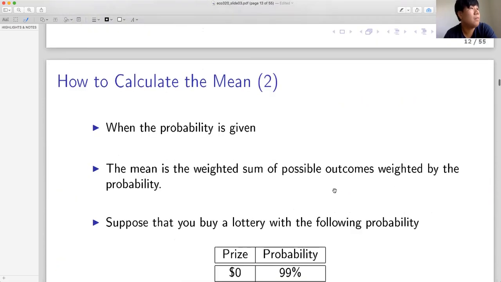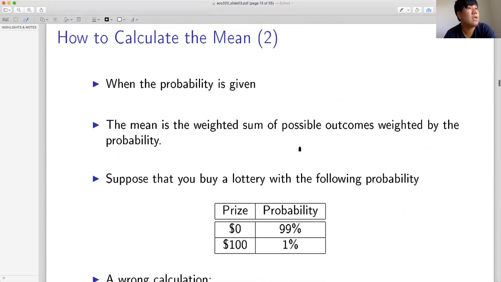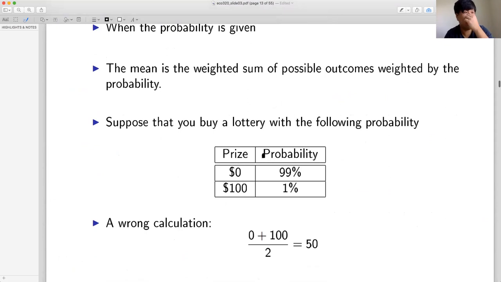Okay, and when the probability is given, the mean is a weighted sum of the possible outcomes, weighted by the probability. For example, let's say you have this value. You have a 99% probability that you're going to win $0, or nothing, or a 1% probability that you're going to win $100. What is your expected value, or the average, or the mean of this value?